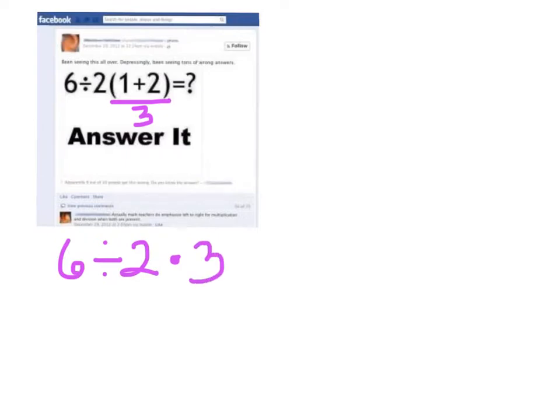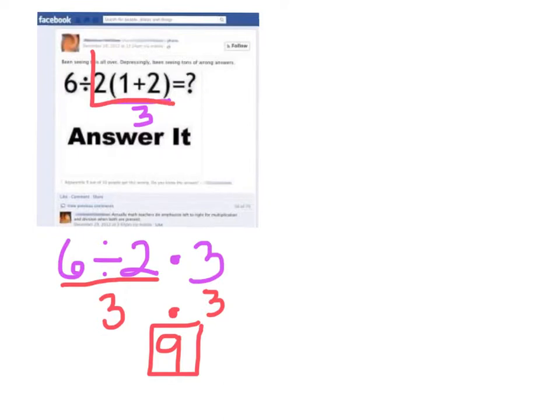And then PEMDAS says multiplication and division, but go in order from left to right. So 6 divided by 2 is 3, and then times 3. And the correct answer, if this was on the SAT test, would be 9. I know a lot of you will be tempted to do this first, right? 2 times 3 is 6, and then 6 divided by 6 is 1. And that's that huge debate on the internet about it. But this is the proper way to do it, at least as far as our class is concerned.